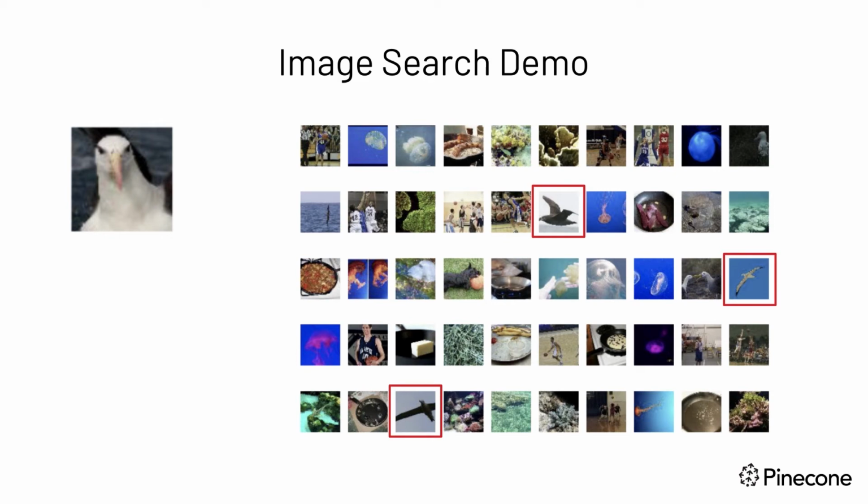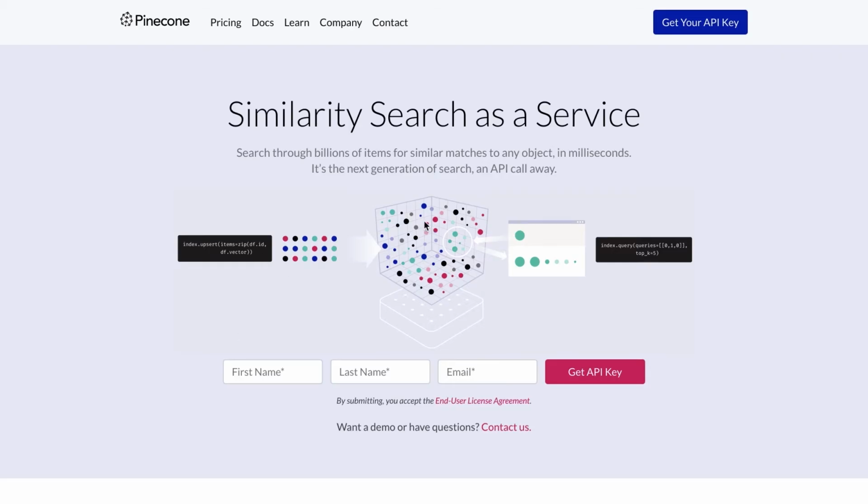Now we'll see a demo on how to build an image search application with Pinecone. The idea is to take a large collection of images here on the right, take a query image, maybe like this seagull, and look for other gulls or other birds in your set of images. To do that, I'll go to Pinecone's website.